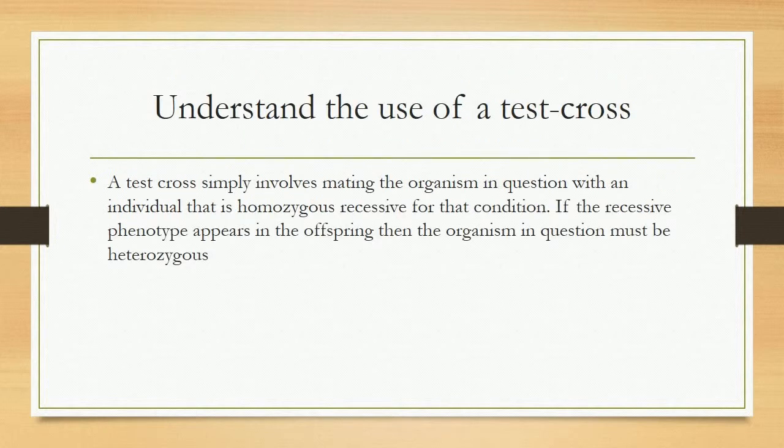Understand the use of a test cross. A test cross simply involves mating the organism in question with an individual that is homozygous recessive for that condition. If the recessive phenotype appears in the offspring, then the organism in question must be heterozygous.